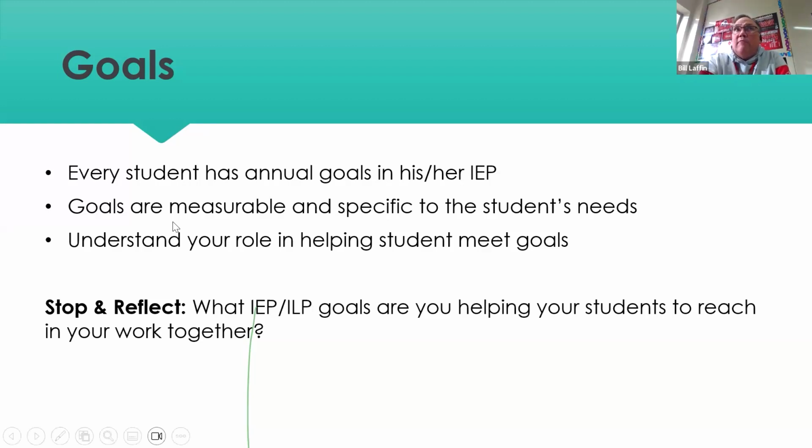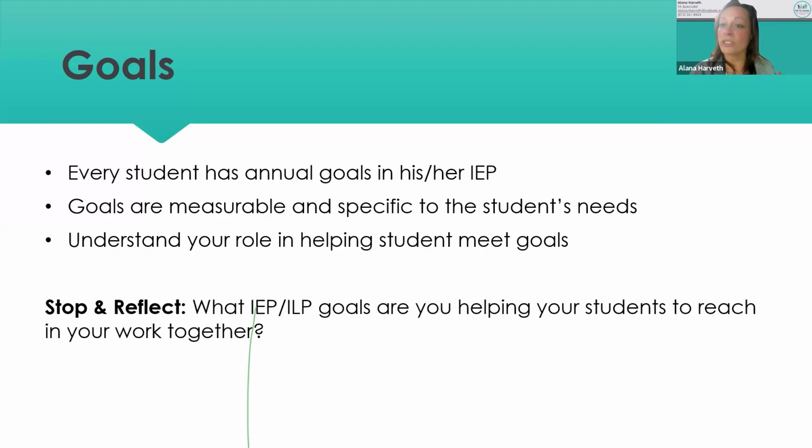Alana, I know at the high school level, we do a lot with organizational skills, with getting them to use a calendar and monitor their study habits, so to speak. That's great. At the high school, I think that's a huge one, and you probably have multiple students working on the same type of goals. As they get older, people say it's harder to get very specific with the goals, but a lot of the kids have the same sort of goals, and yes, that makes sense. Thanks, Bill.